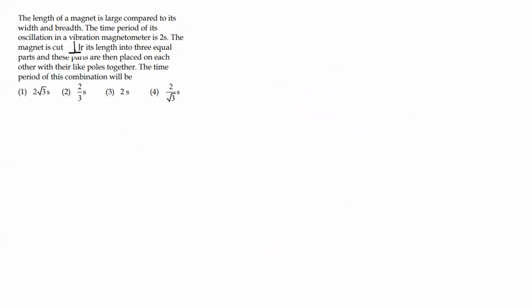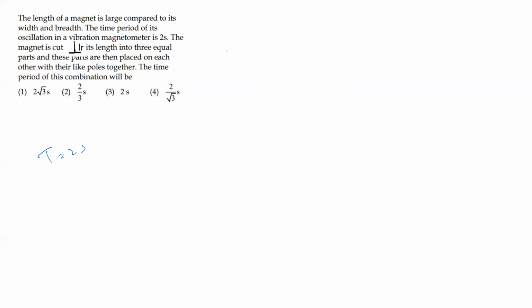Next, the length of the magnet is large compared to its width and breadth. The time period of oscillation of the vibration magnet is 2 seconds. T is given as 2. The magnet is cut perpendicular to its length into 3 equal parts. These parts are then placed on each other with their like poles together. The time period of the combination will be?